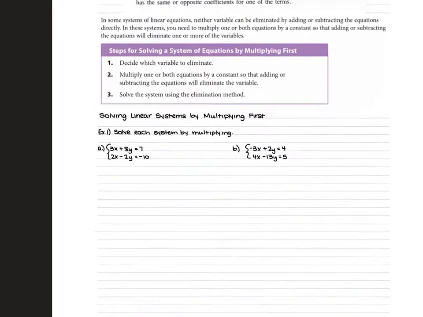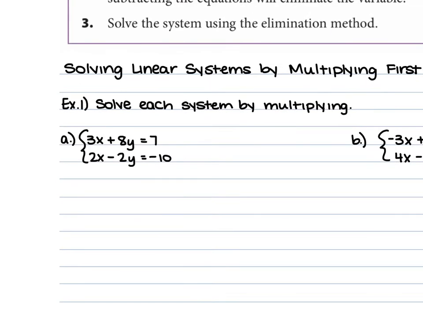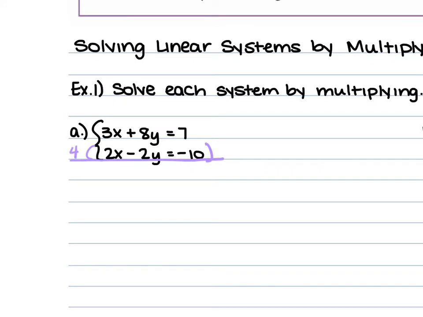variables. If we look at example A, we have 3x plus 8y is equal to 7, and 2x minus 2y is equal to negative 10. So if you look here, you have two y's that are opposite signs. You can multiply 2 by something to get 8. So we would multiply that bottom equation by 4 in order to get y's that cancel out. That first equation, 3x plus 8y is equal to 7, is not going to change.